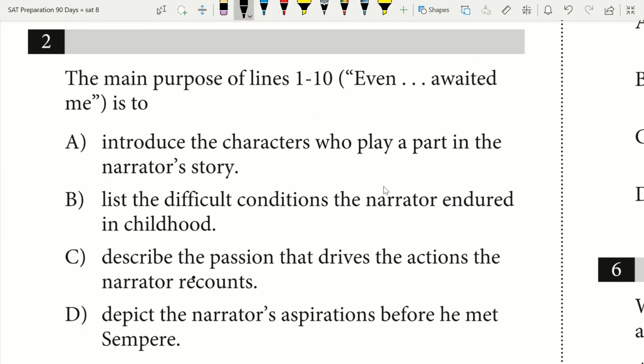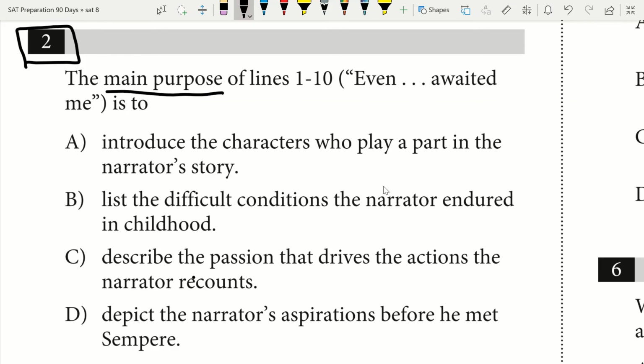Today I have an SAT reading tip for you that deals with questions about purpose. To illustrate this tip, I'm going to use question 2 and question 9 from SAT practice test 8. I'm not going to go through and read the whole passage because I want to keep these tip videos a little bit shorter. So I'm going to take a look at question 2 and question 9, and then use them to illustrate this tip.